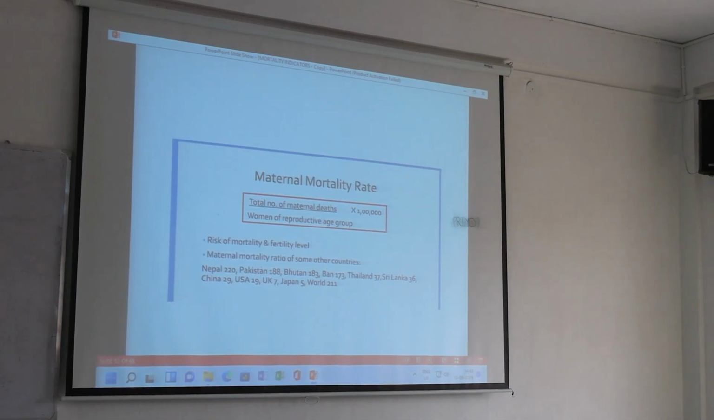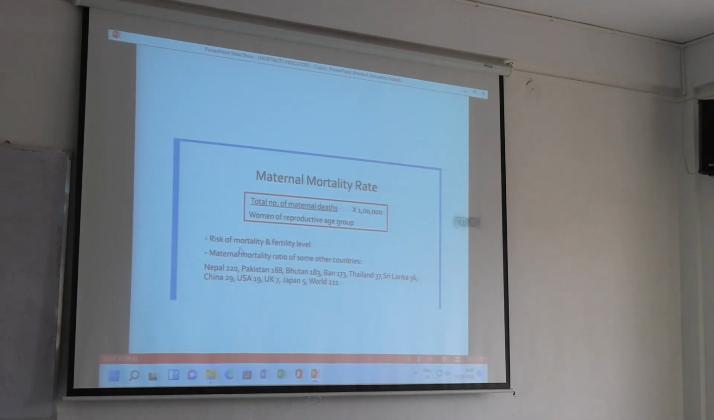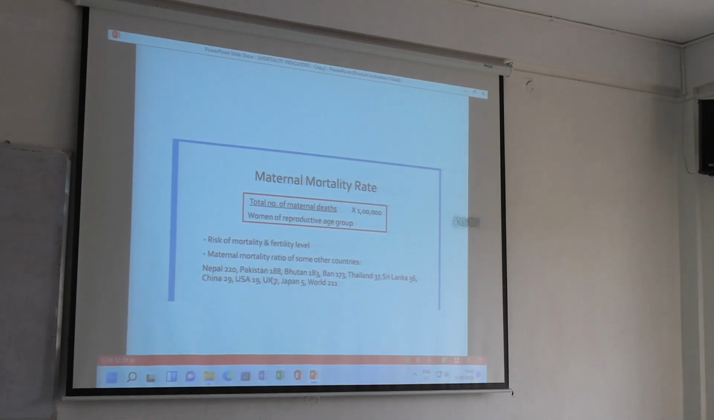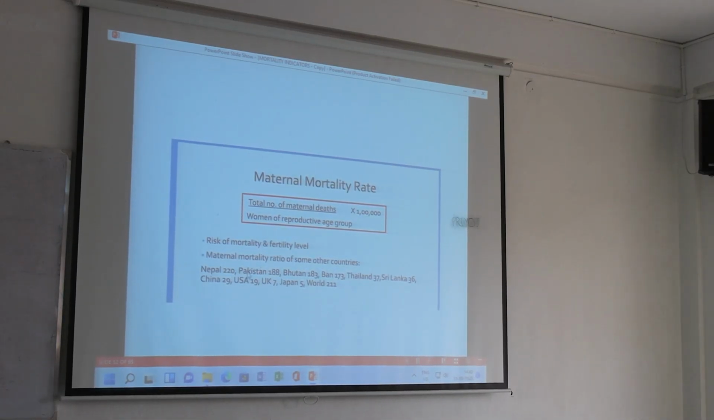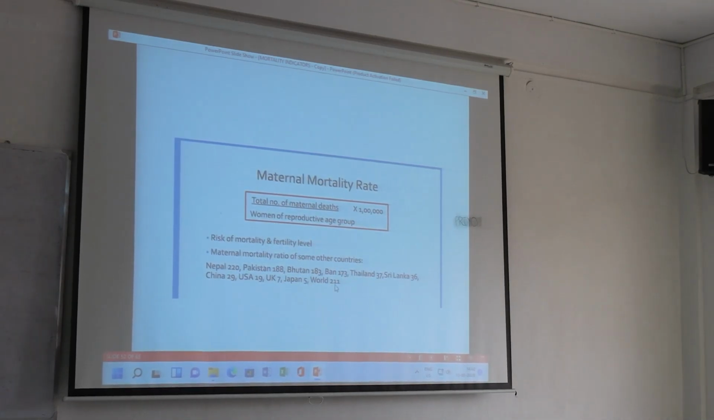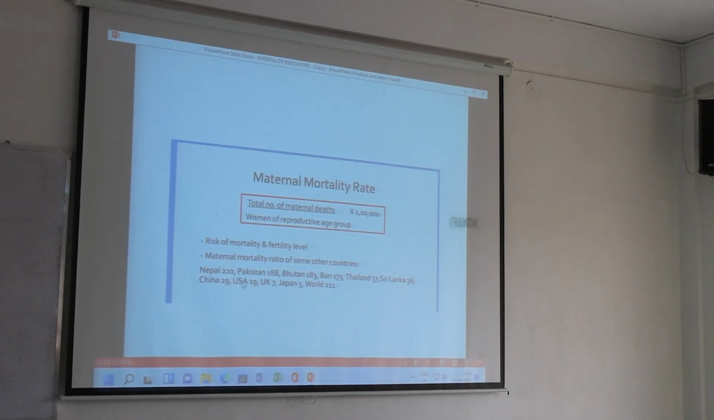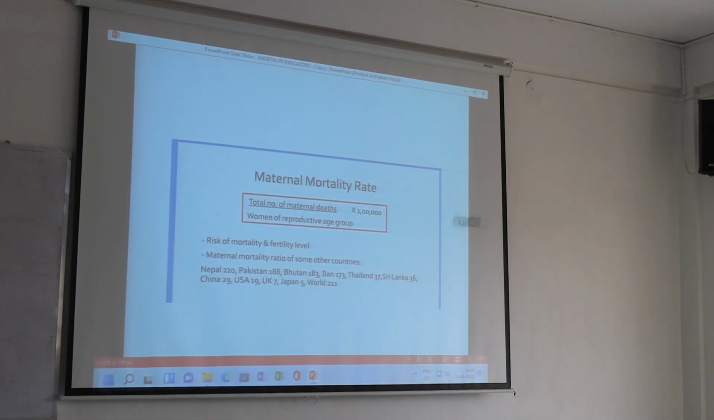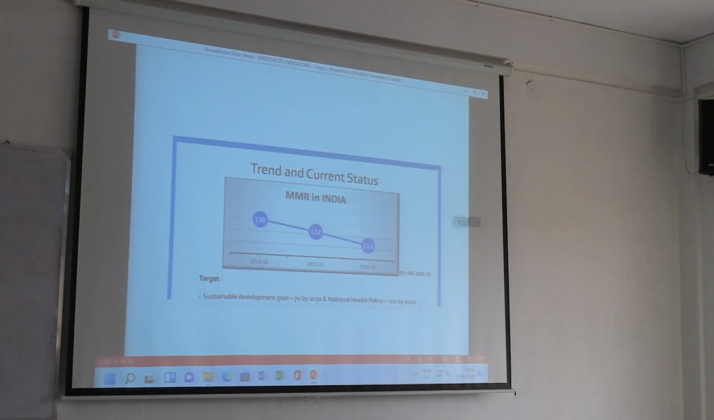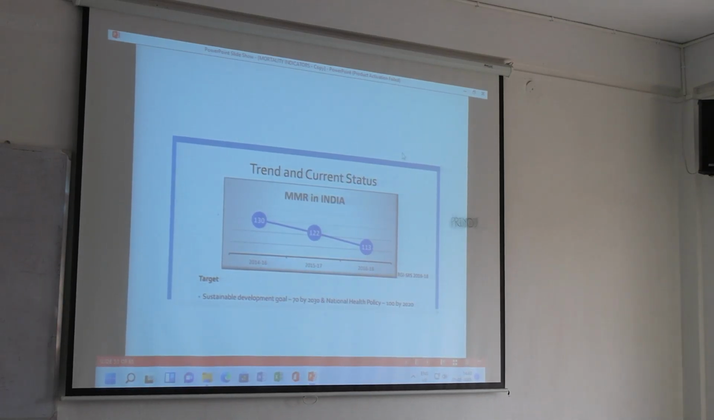Once again, I'm just going through the figures. Maternal mortality: the number of maternal deaths divided by the total reproductive age group, a measure of the risk of mortality in fertility. Here are the figures from other countries: Nepal 220, USA 90, Pakistan 188, Bhutan 183, and India 212. UK, Japan, USA, and China are doing better. Even Sri Lanka, a very small state, is not doing badly. As I said, this trend is showing a decline in mortality. Very good.